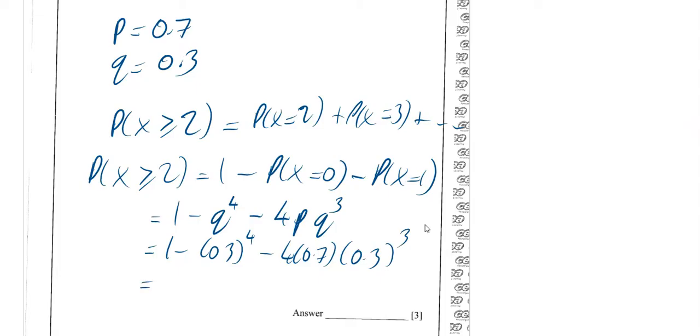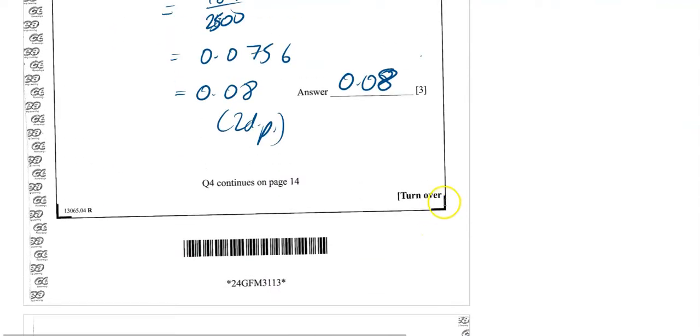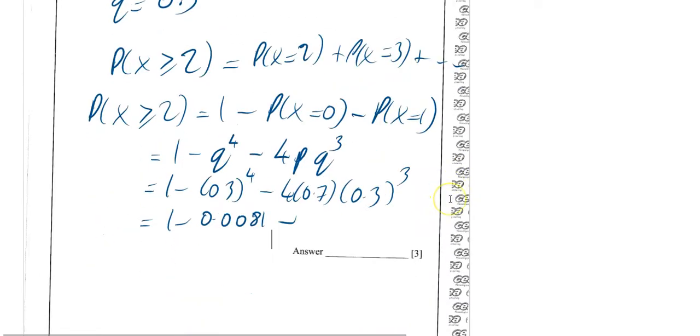I think we just did that one. So that's going to be 1 minus, and we'll just put these in to get exact values. So brackets 0.3, close your bracket, to the power of 4. And that works out to be, on your calculator, 0.0081, and minus this one. What was this one? It's a good decimal, 0.0756.